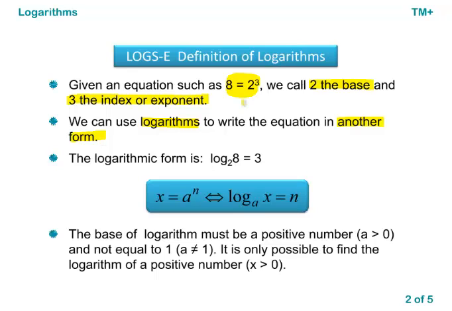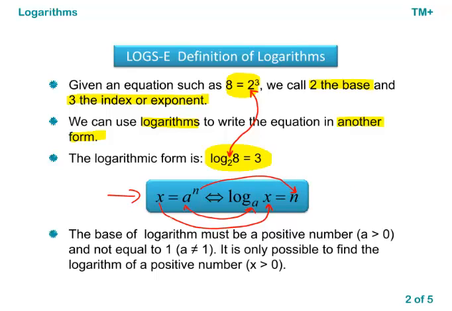Now all logarithms are is rewriting this equation in another form. The logarithmic form of 8 equals 2 to the power of 3 is log base 2 of 8 equals 3. You can see there that the base of the exponent stays as the base of the log. That's a good tip to remember how to do this, and you will be using this a lot, especially in problem solving. So our rule is here: x equals a to the n becomes log base a of x equals n. So you can see the base stays, that x goes with the log, and then the n becomes the answer.